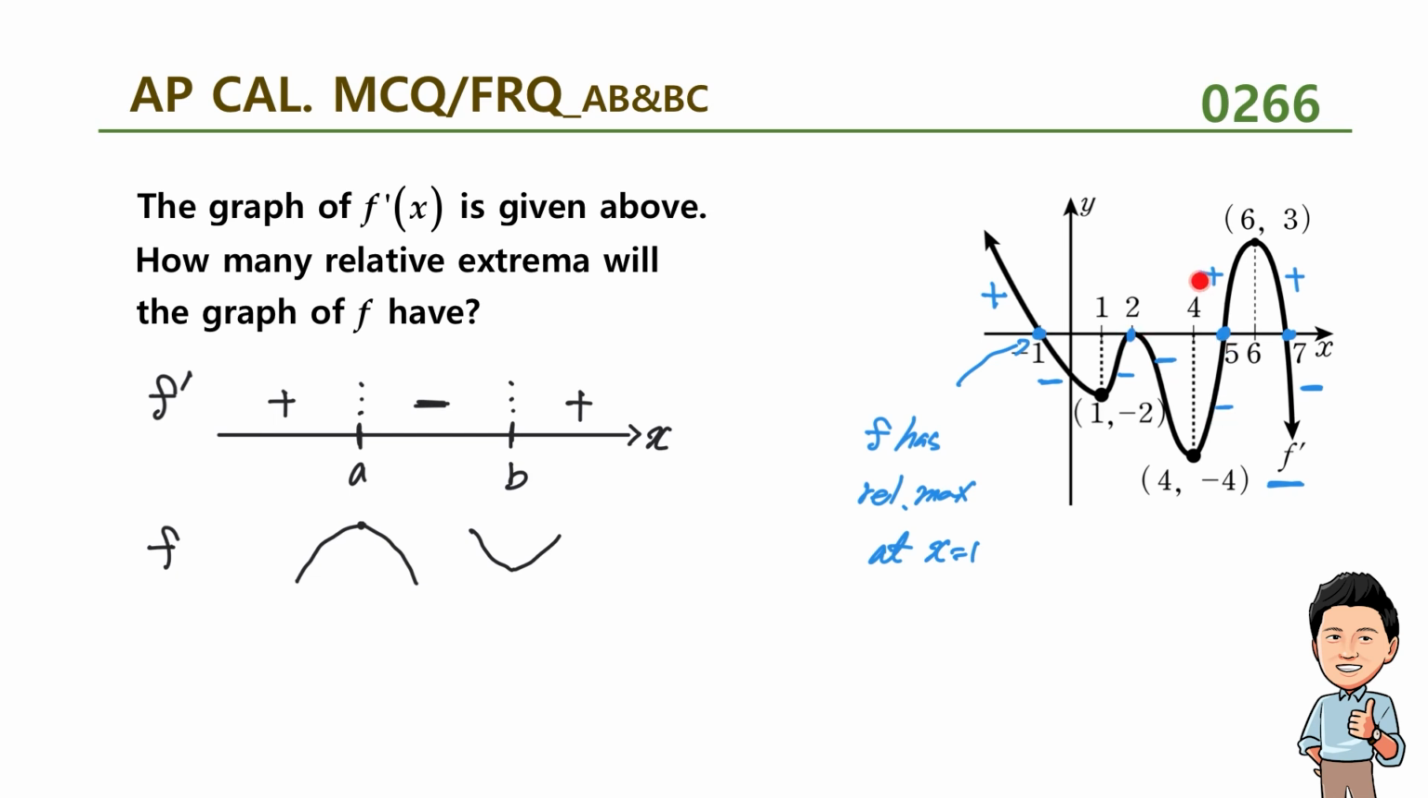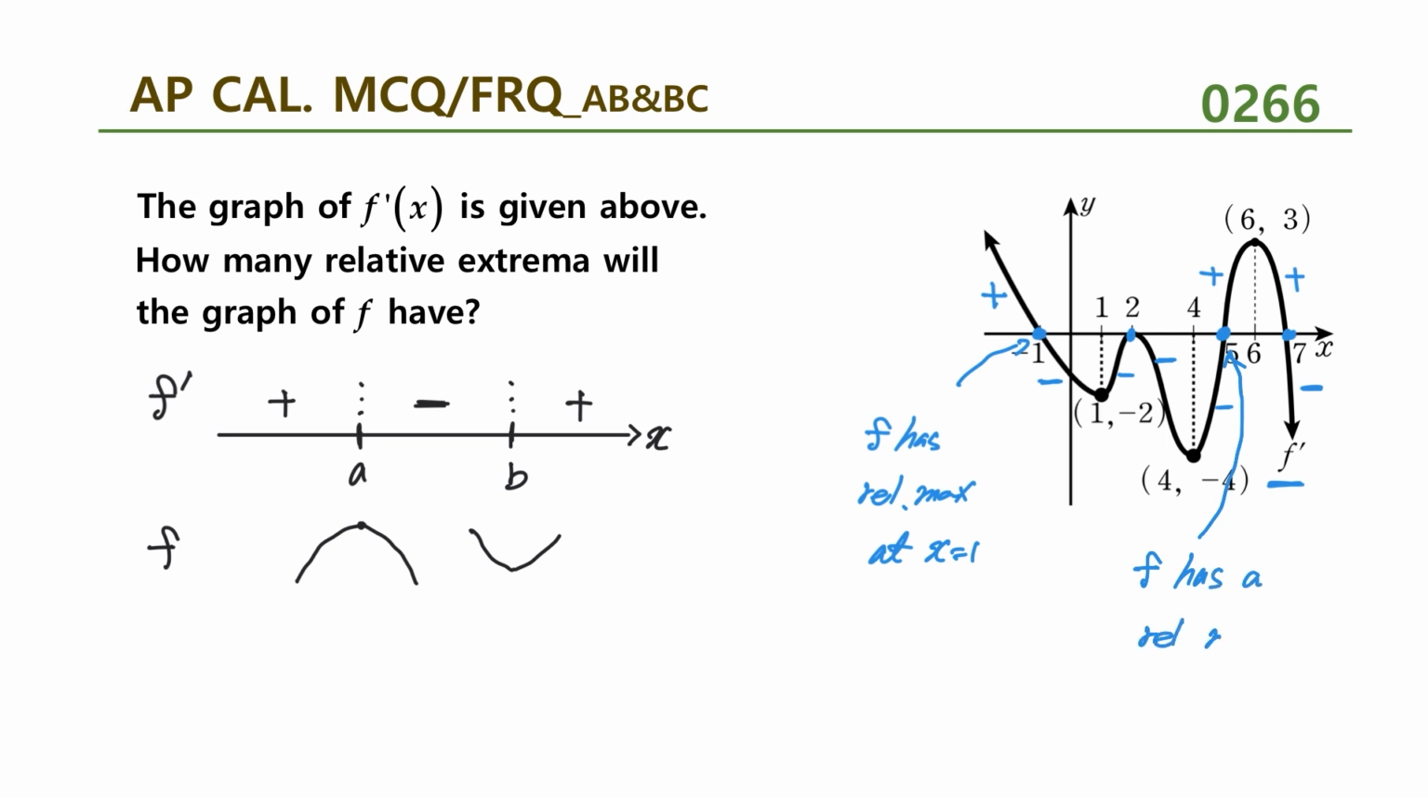Negative, 0, positive, the sign changes from negative to positive. So at this point, at x equal 5, we have a relative minimum. If f prime changes negative to positive, f is decreasing, then increasing, which means we have a relative minimum at this point. So at 5, we have the minimum of f. F has a relative minimum at x equal 5.